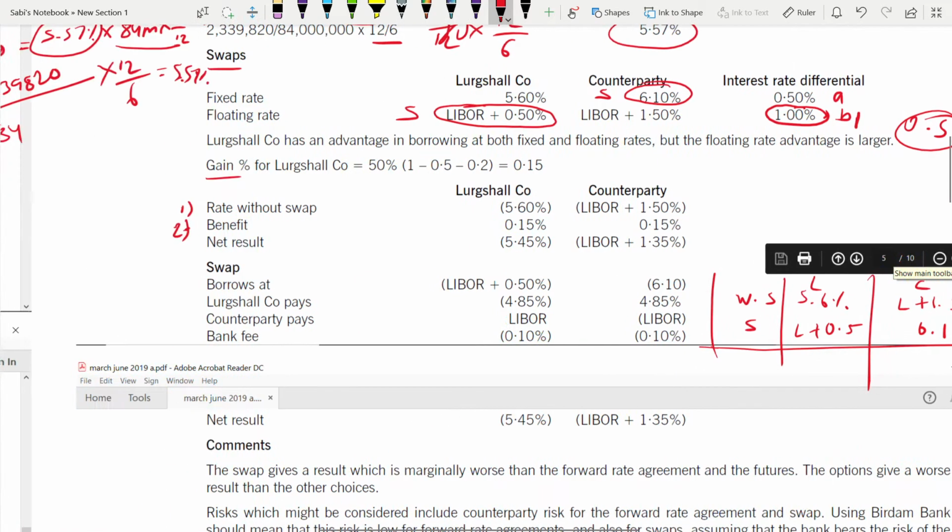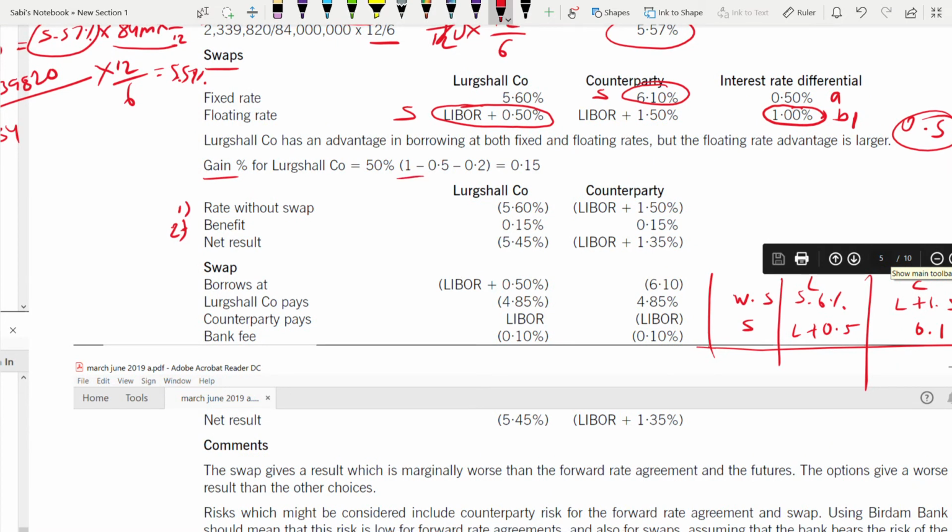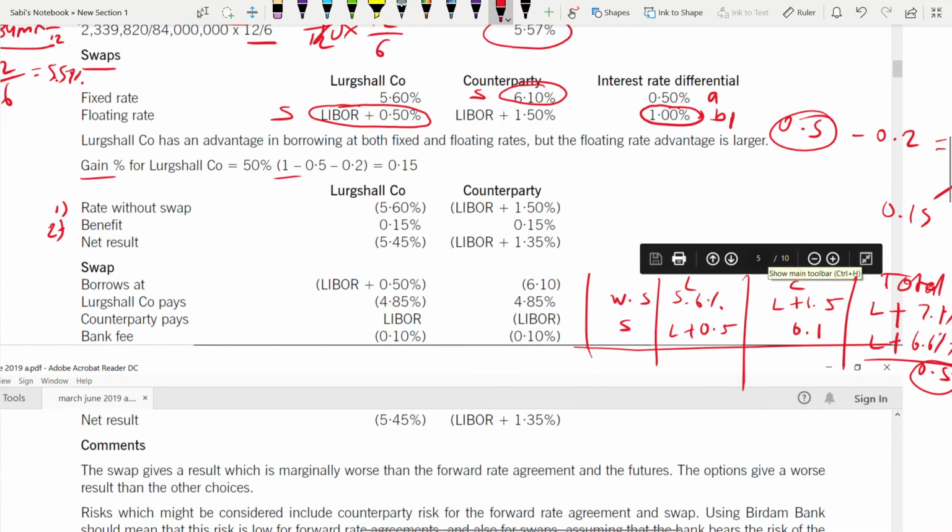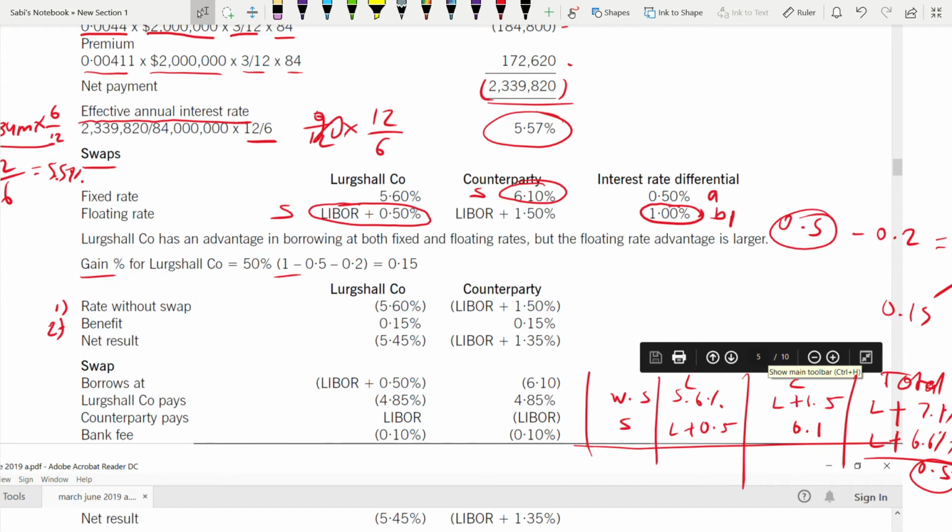That's why if you see here also, 1 minus 0.5, that 1 minus 0.5 is this only. And this 0.2 is your bank fee, 10 basis points for each party, so both parties will be 20 basis points. Then for that you have to take 50% of this. So that's why the gain is here.